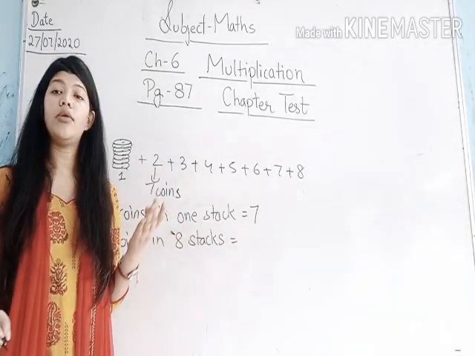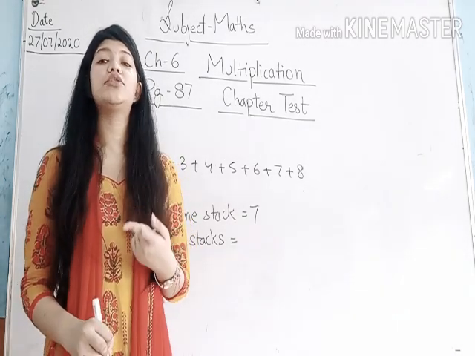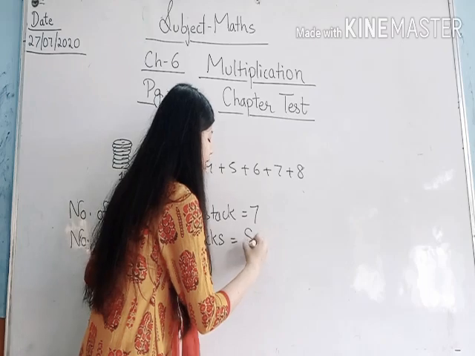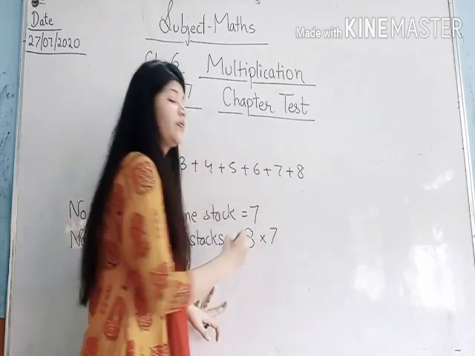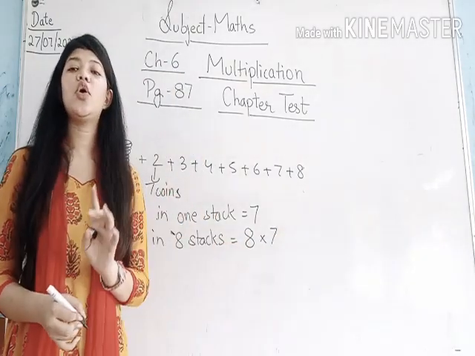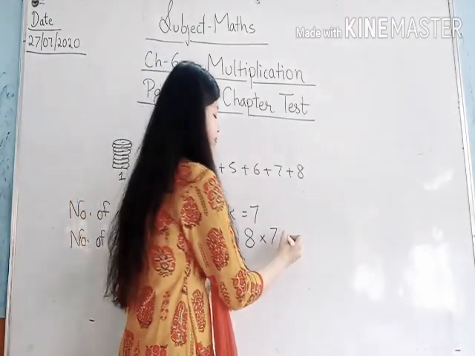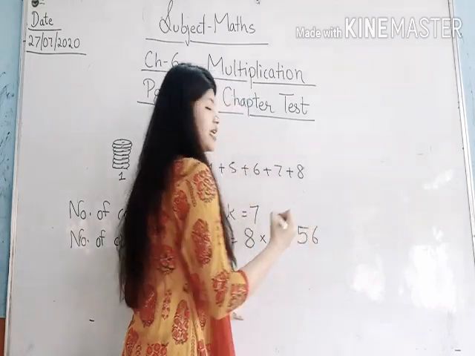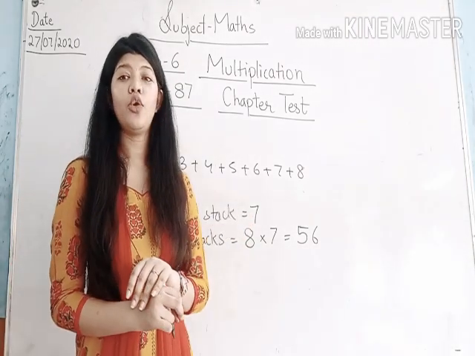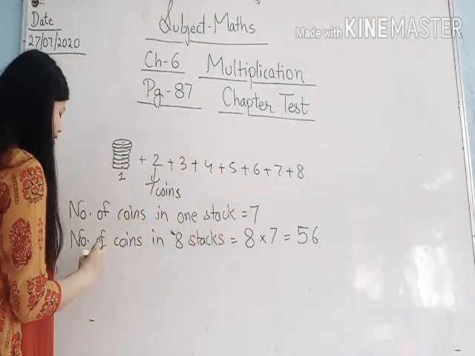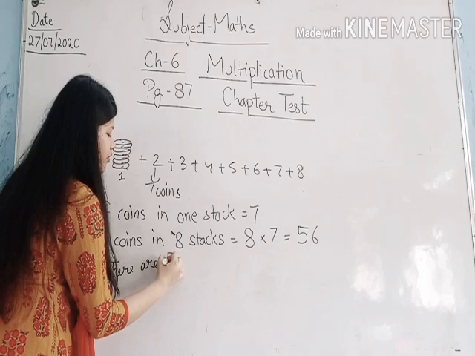Yes. So how many equal groups are there? 8 equal groups. Yes, there are 8 stacks. We have to find out the answer of 8 stacks. Yes. So we will write 8. Then we will put multiplication sign. Then our second number will be 7. Why 7? Because there are 7 coins in each stack. Okay. So 8 sevens are, yes, 56. Yes. So it means there are 56 coins in all. Clear? Okay. So we can write answer as there are 56 coins.